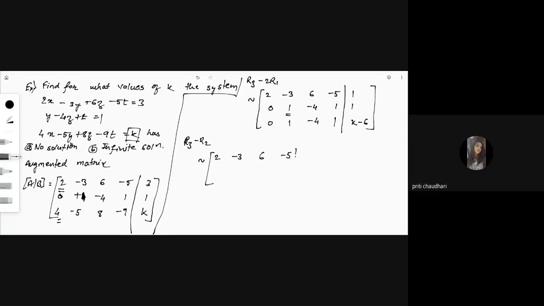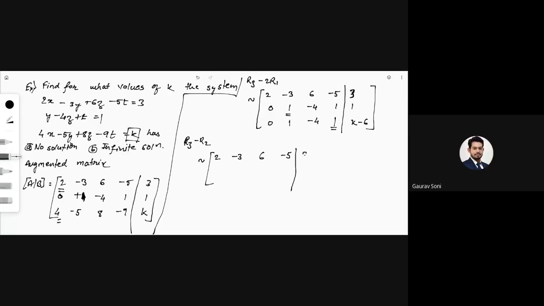Sir, row first, column fifth. This entry you're saying? Column 5 and row 1. Okay, yeah, it should be 3. I said fourth column by mistake. Yeah. Thank you.